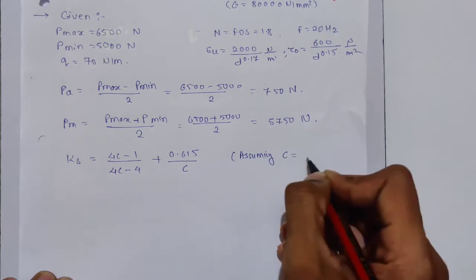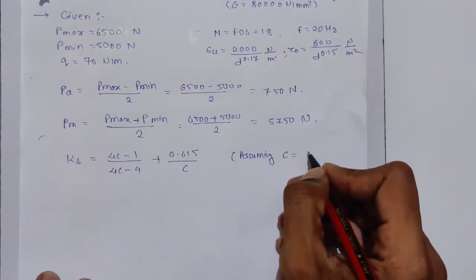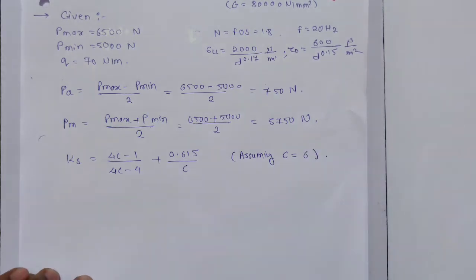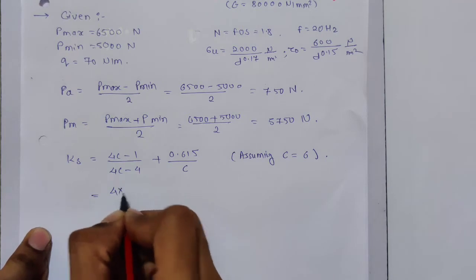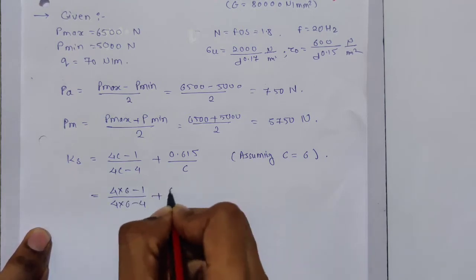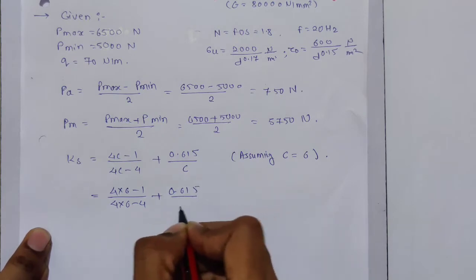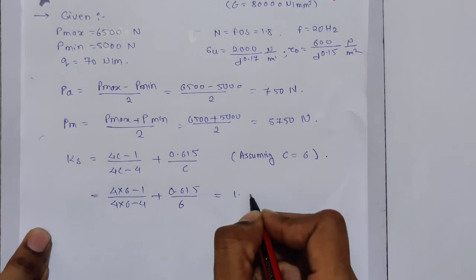C, that is D by d, you can consider any. I'm just considering 6. It varies from 4 to 12. So Ks is equal to 4 into 6 minus 1 upon 4 into 6 minus 4 plus 0.615 upon 6. So you will get 1.2525.